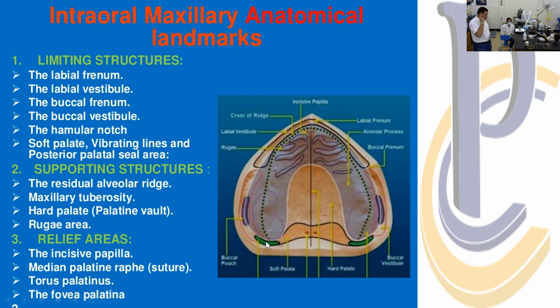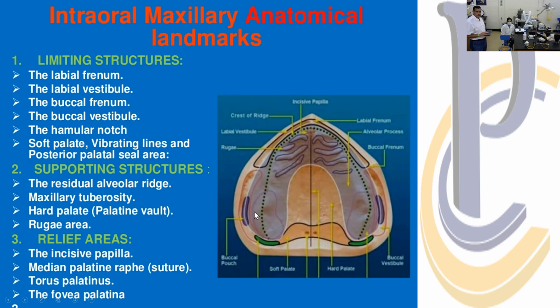It's a bony structure on the back of the maxilla. Sometimes you feel it, sometimes you can't. But you can't put the denture beyond that extension. It's the posterior part of the denture. This is the soft palate, this area. This is the hard palate. The denture will be stressed in this area.